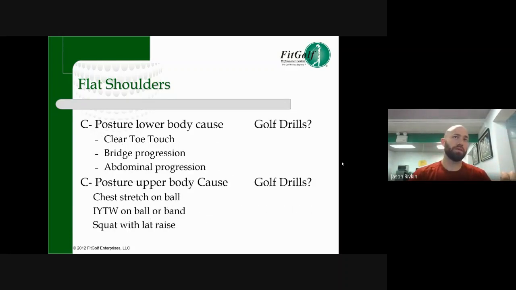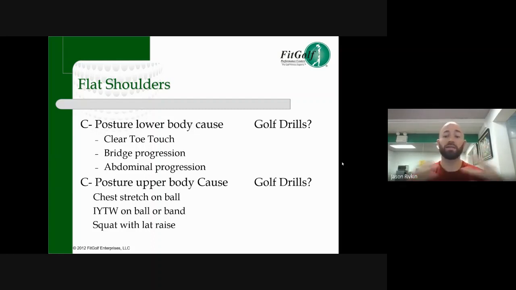So C posture, the cause of flat shoulder plane due to C posture. The way that we would work a golfer through that from a physical progression is make sure that they can touch their toes, whether that be stretching the hamstring, strengthening the glutes, or both. Go through bridge progressions and go through abdominal progressions. Those things tend to clear the setup and help improve posture for the golfers that do set up with C posture.